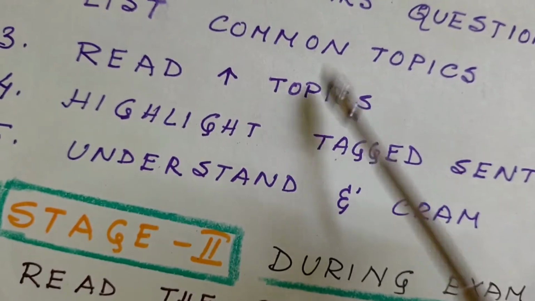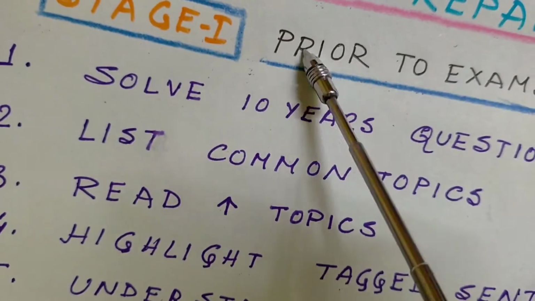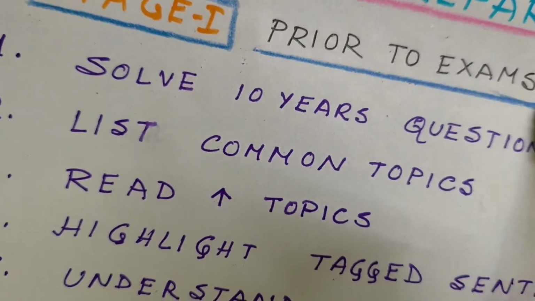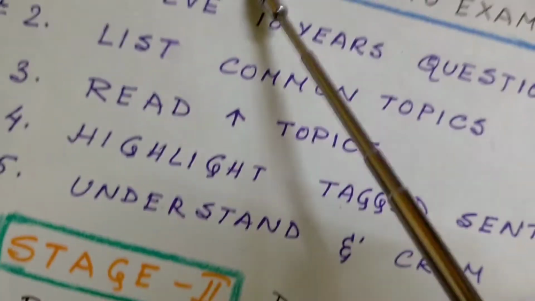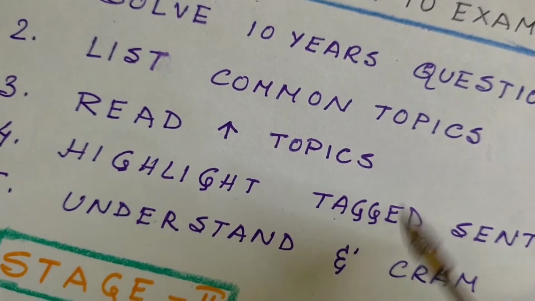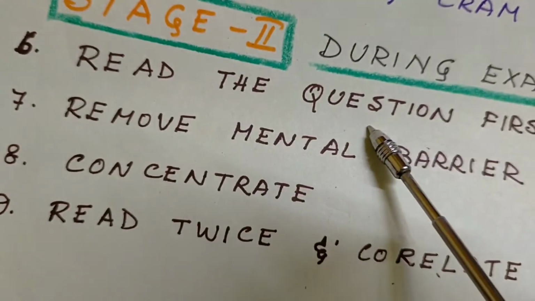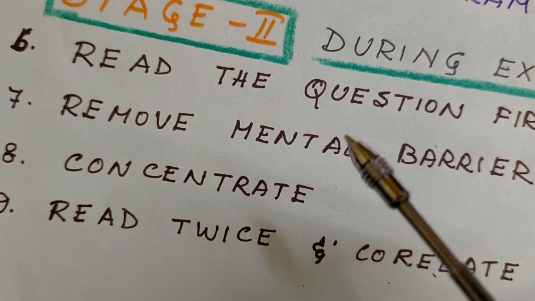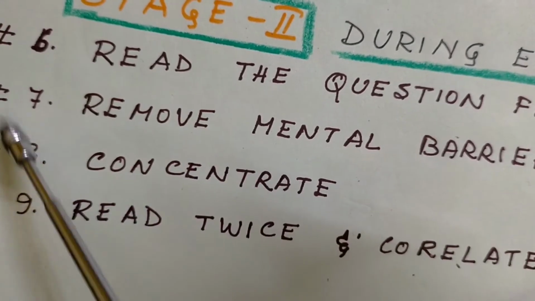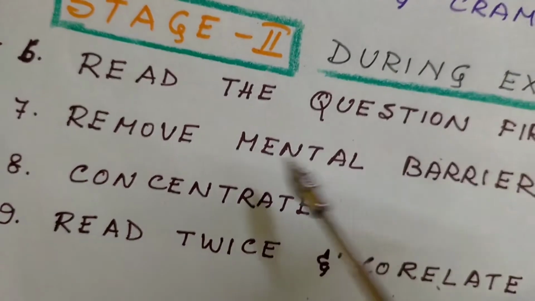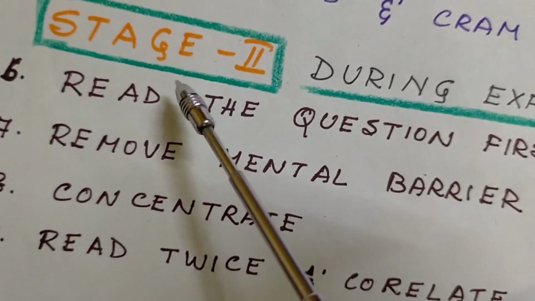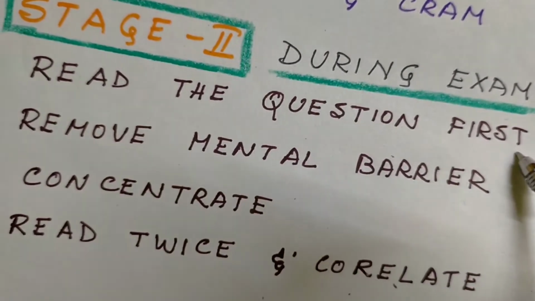Actually, we must remove it here itself in stage 1 when we are preparing for the exams. Remove the barrier here itself, because you have done all these 5 points. So you are ready now. Don't think that I won't be able to do it, neither be overconfident that I can do it. So I am doing the 7th point first, but this is very essential. That's why I am doing it first. Remove the mental barrier. Read the question first.